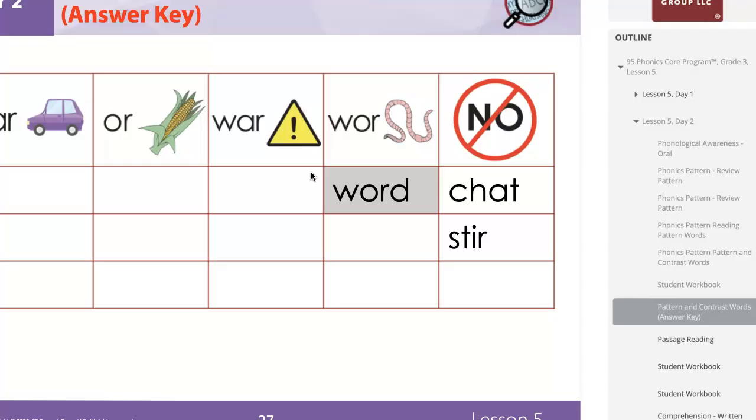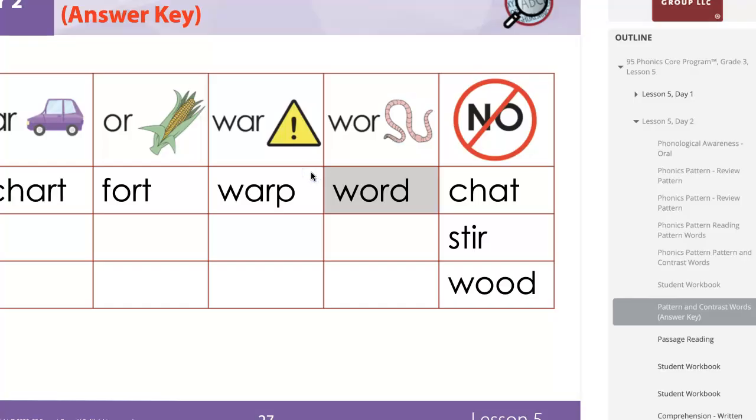Okay? The next word, fort. Fort has that OR in it, so it's going to go in the OR category. Warp has the WAR, so it's going to go in the WAR category. Wood does not follow any of our words or our patterns. It doesn't have AR, OR, WAR, or WOR in it, so it has to go in the no column.